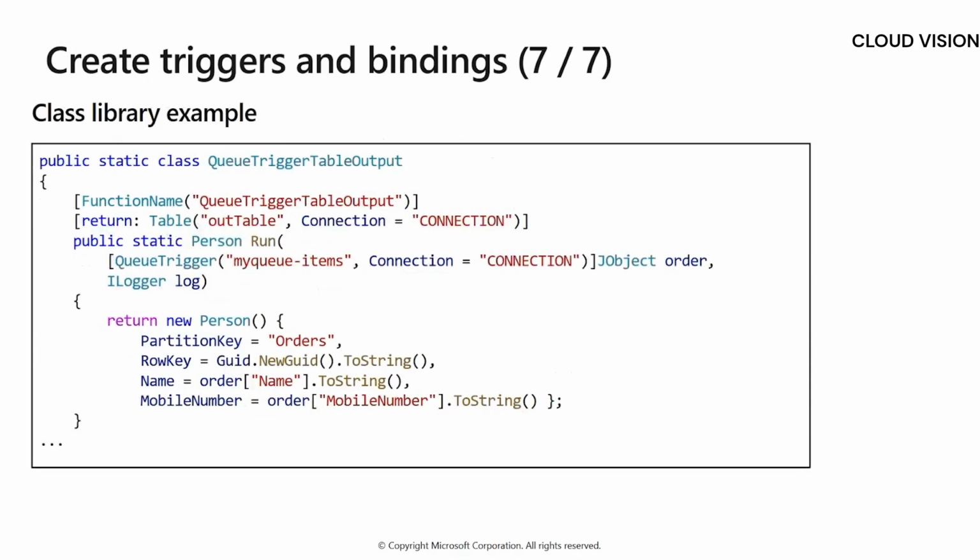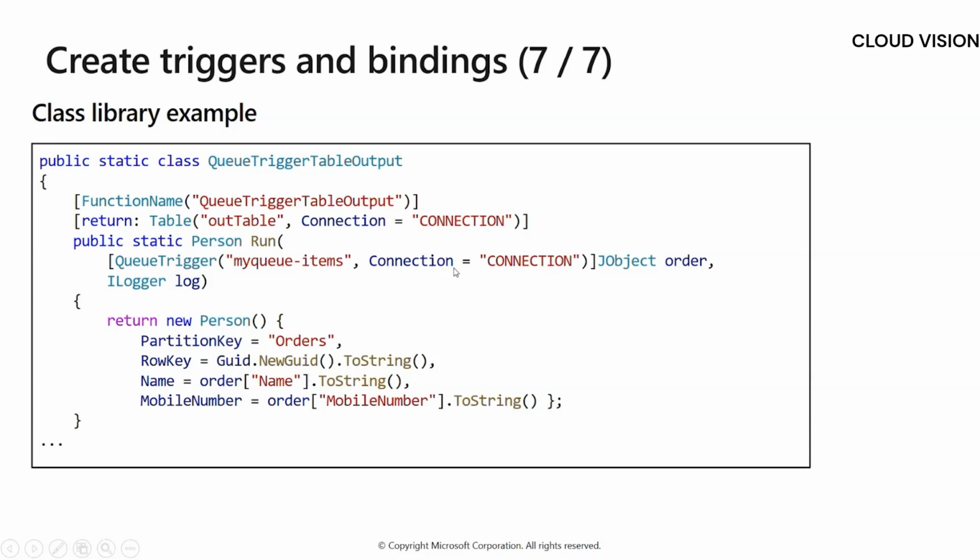This is an example of a queue trigger. So whenever you create a queue trigger, you say there is a method called run, which returns a person object, and it is a queue trigger type. It means whenever any item is added into this queue available in this connection string, it will call this run method and pass that item into this variable so that you can process it.